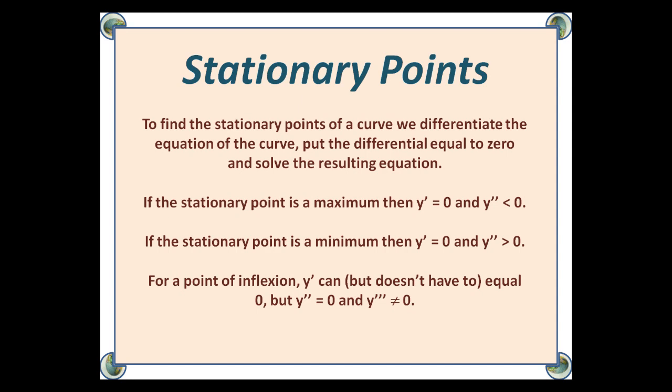If the stationary point is a maximum, then dy by dx is 0, and d squared y by dx squared is less than 0. If the stationary point is a minimum, then dy by dx is 0, but d squared y by dx squared is greater than 0. And for a point of inflection, which we don't really need to worry about that much, dy by dx can, but doesn't have to, equal 0. But d squared y by dx squared equals 0, and a third differential doesn't equal 0.